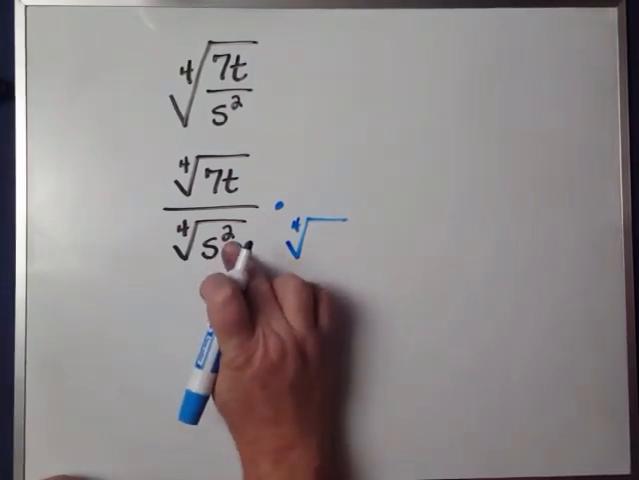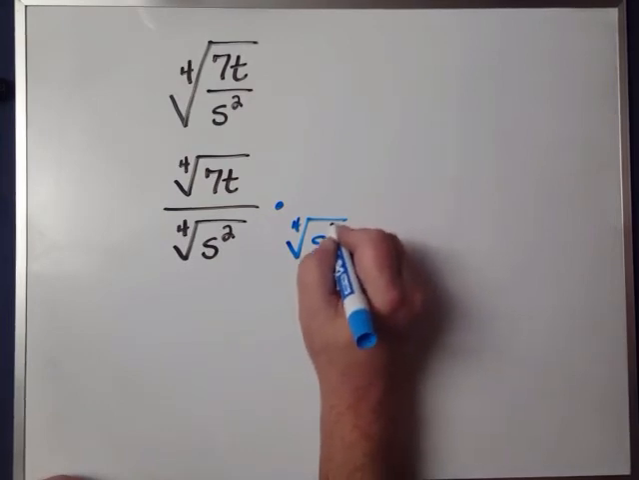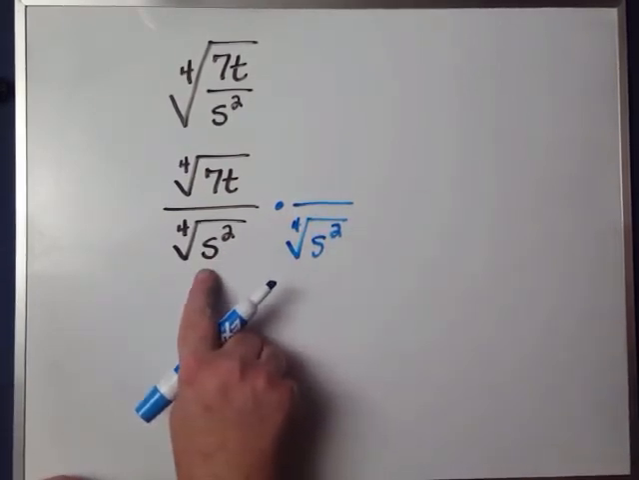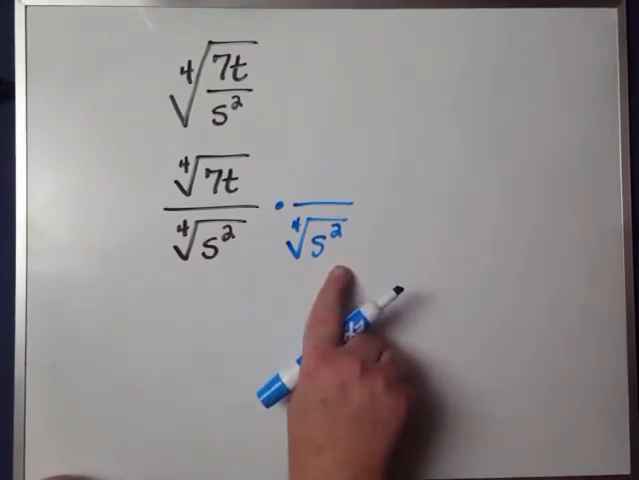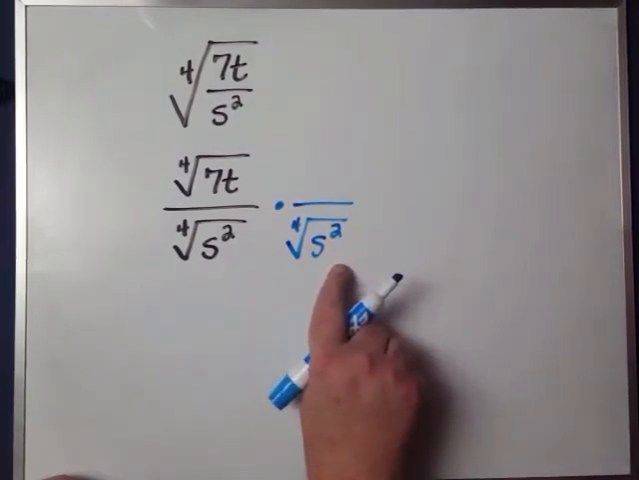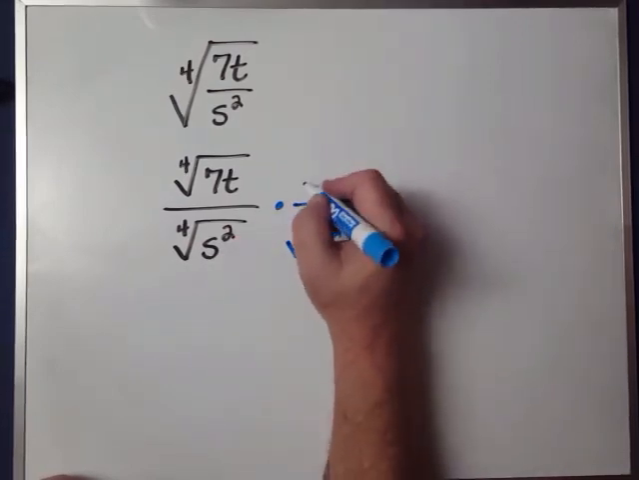I already have 2 factors of s. What do I need? 2 more factors of s. And there's my 4 of a kind. If this had been a single s, I'd use an s cubed. If this had been an s to the third, I'd use a single s. I'm just trying to get 4 of a kind under my radical here in this denominator.